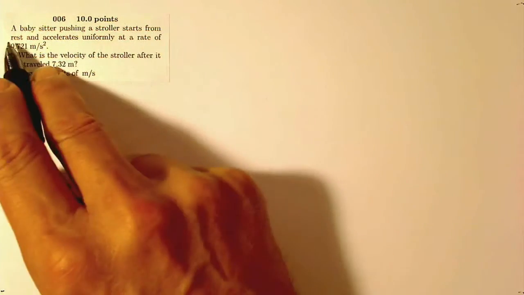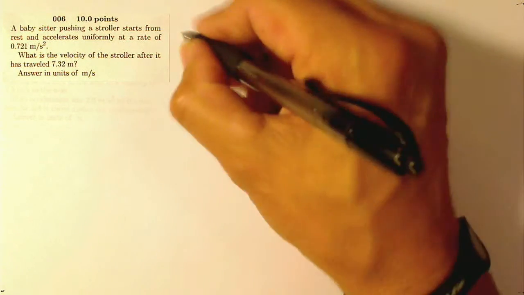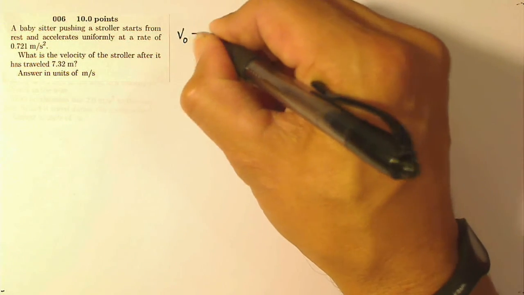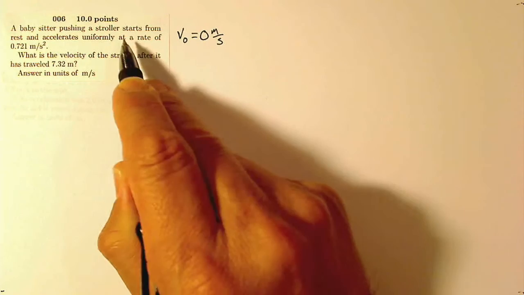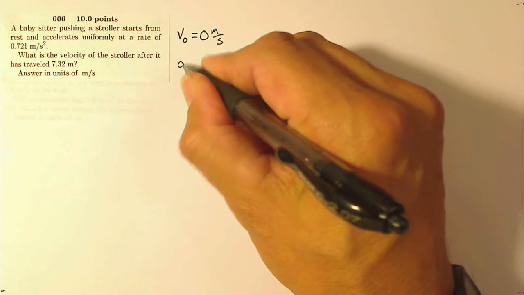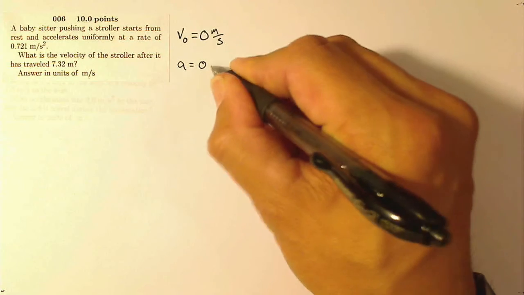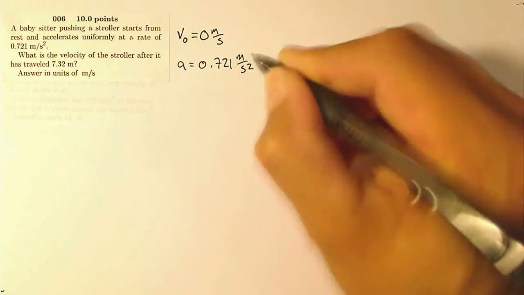In this case, I'm going to have to first identify some variables. A babysitter pushing a stroller starts from rest. Well, starts from rest, that's giving me my initial velocity. That's telling me that my initial velocity is 0 meters per second. And accelerates uniformly at a rate of 0.721 meters per second squared. So my acceleration is 0.721 meters per second squared.